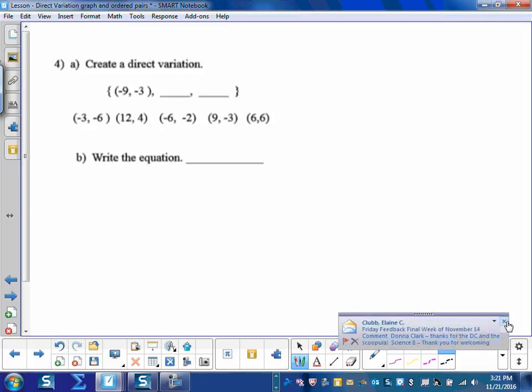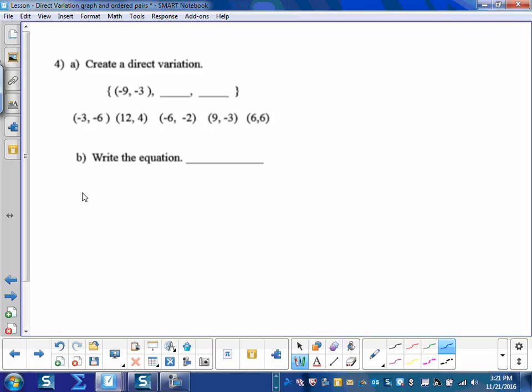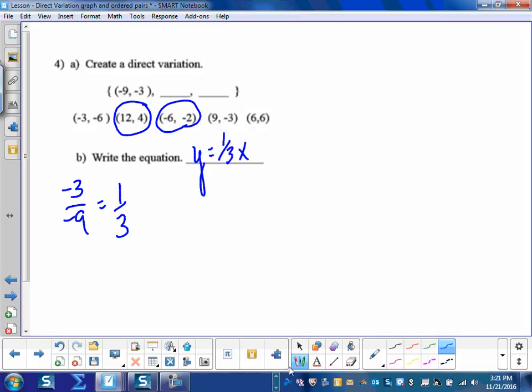So let's come up with our constant. So -3/9 is 1/3. So which one of these is 1/3? That's a 1/3. And that's a 1/3. So y equals 1/3 x.